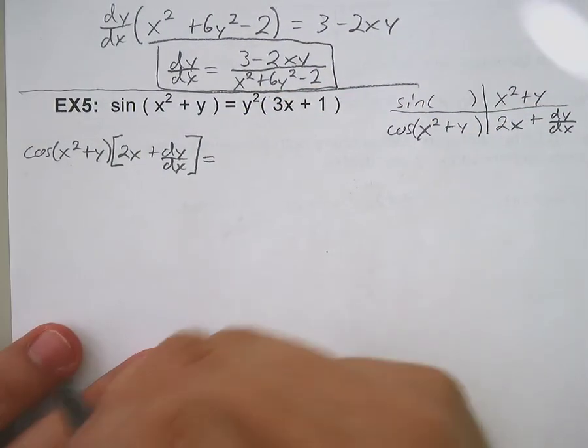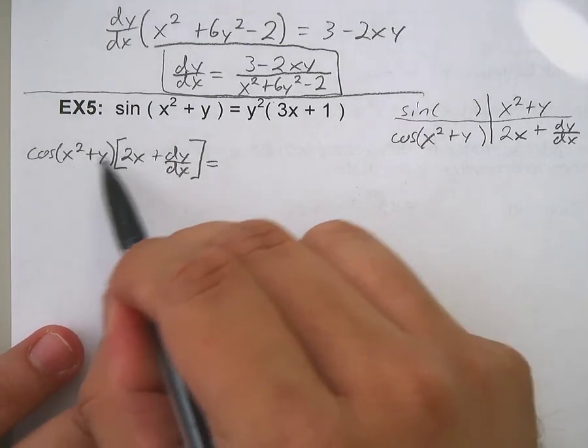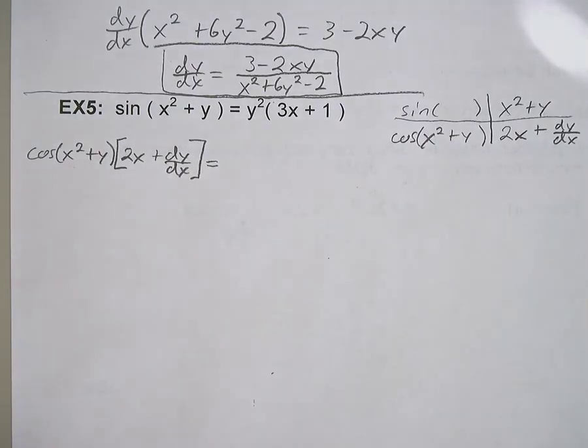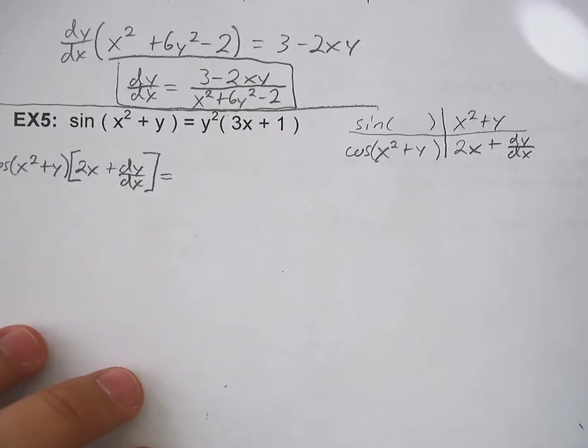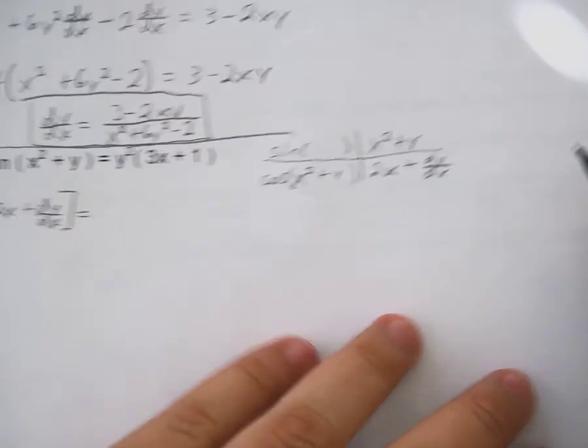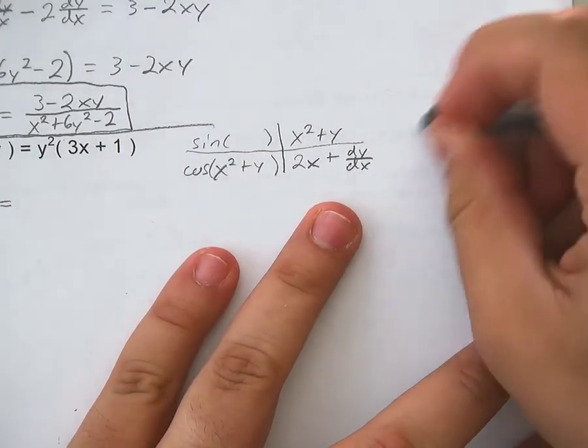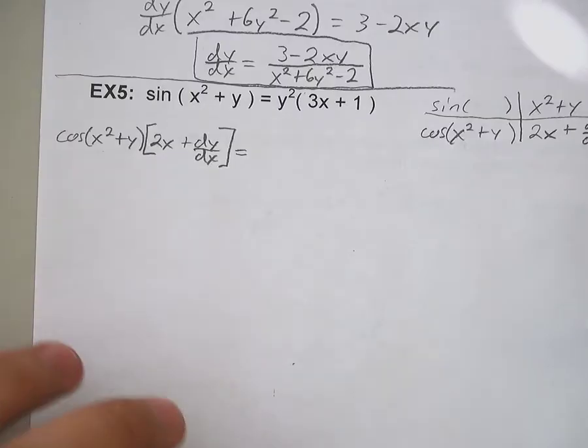All right, and I just use the brackets so I know I'm separating that from my cosine. It really doesn't make any difference. Okay, chain rule on the right-hand side again. So I've got the y squared. Oh no, sorry, this is a product rule. What am I talking about? This is a product rule.